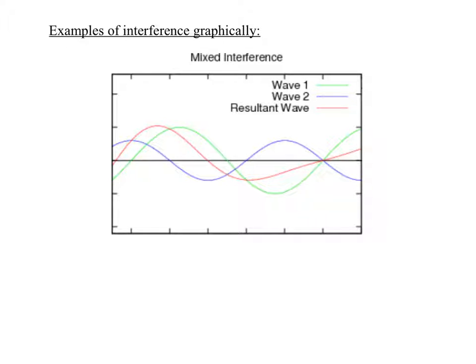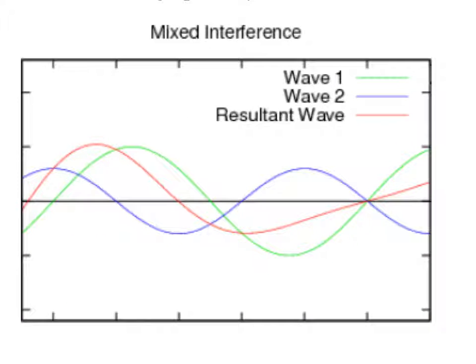So let's start by looking at our legend in the top right. I'm going to zoom in for a minute. The legend tells us that the green wave is wave 1, the blue wave is wave 2, and the red is the resultant.